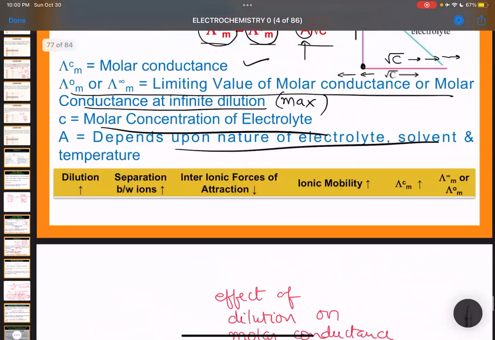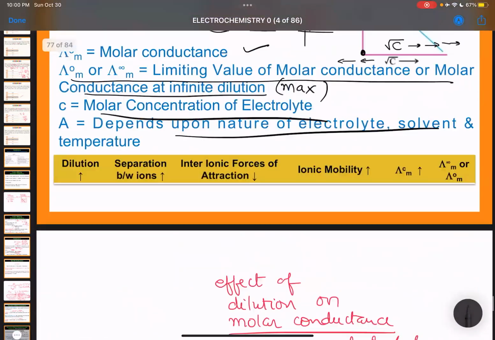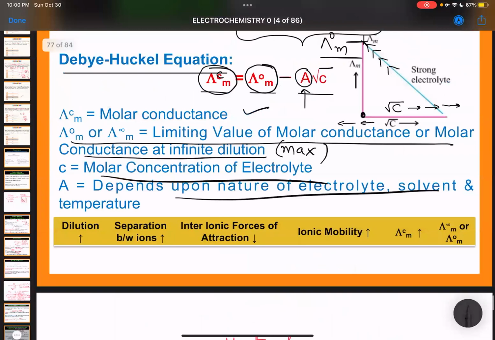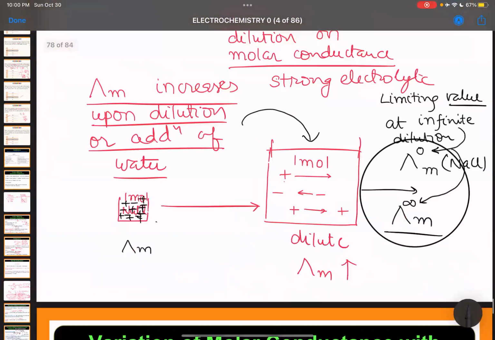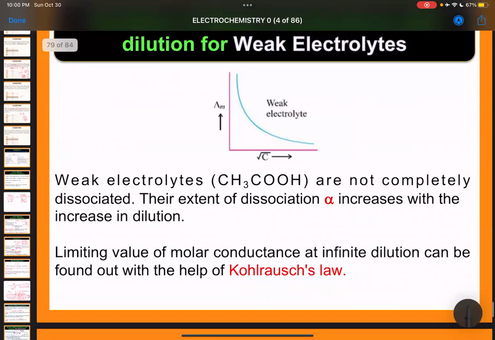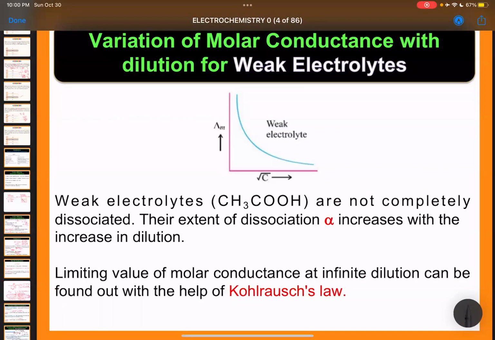But for strong electrolytes, it is not a problem. But for weak electrolytes, it is going to be a problem. How is it going to be a problem? That we need to think.